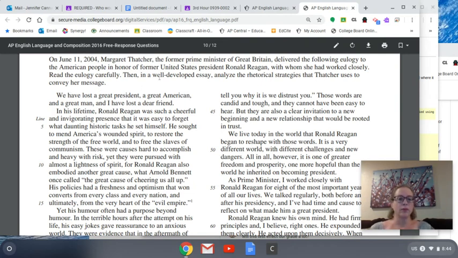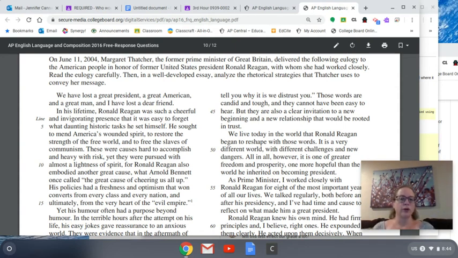We have lost a great president, a great American, and a great man, and I have lost a dear friend. So we start right off with that great American, great president. A great president, a great American, and a great man. And I have lost a dear friend.